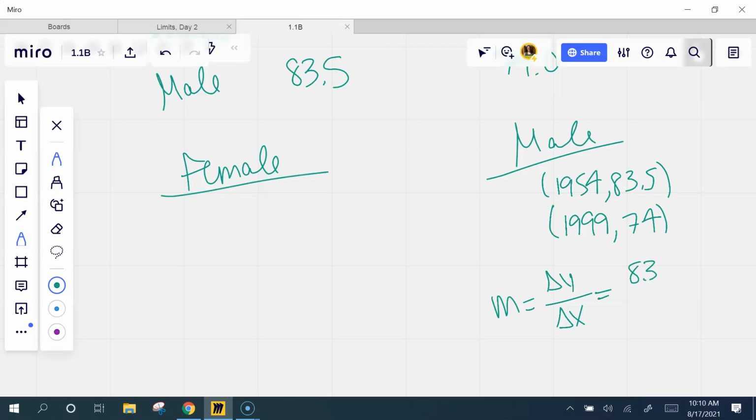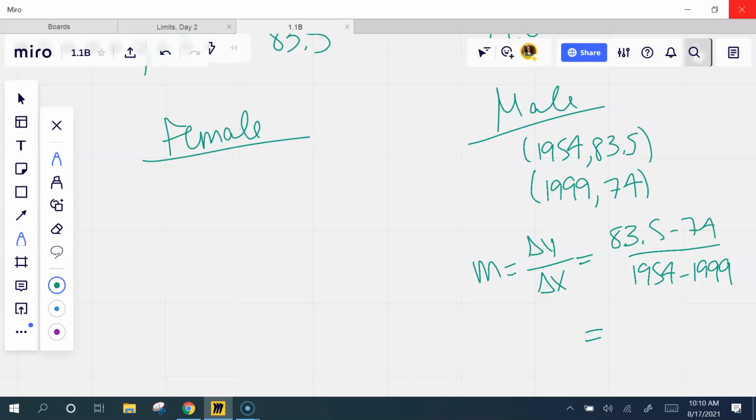So 83.5 minus 74 over 1954 minus 1999. I don't know what that is because I don't have my calculator. Anybody? Okay then. Did y'all not do it, or... 83.5 minus 74? Okay. 9.5 over what? Negative 45.